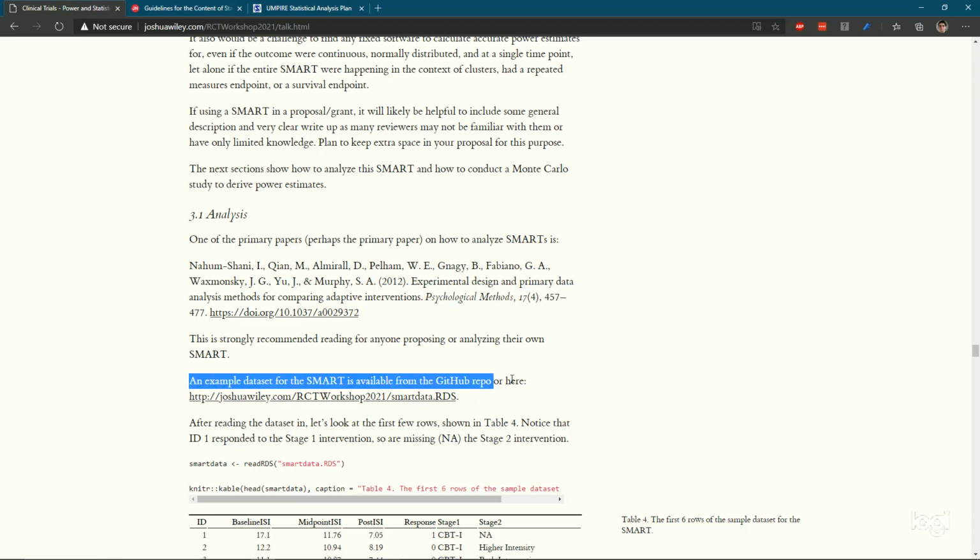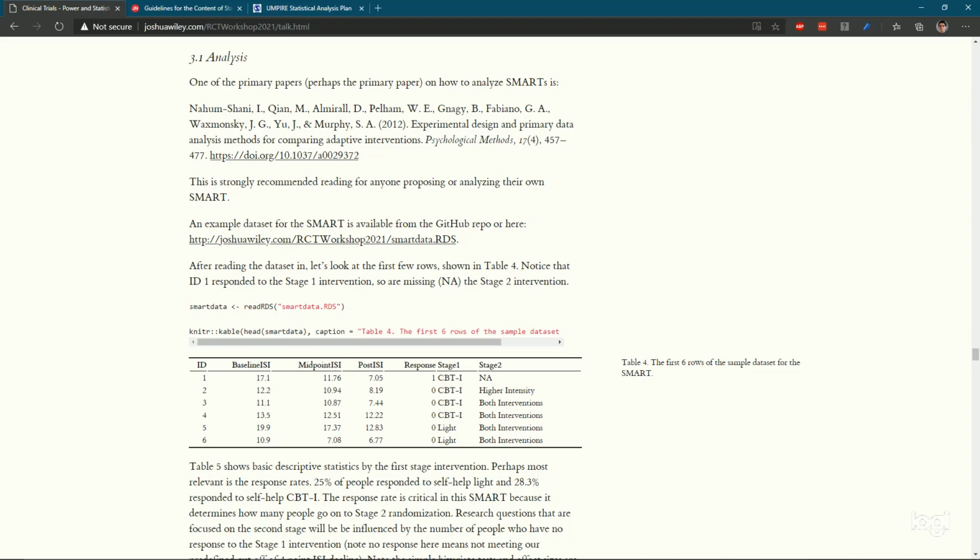An example data set for this SMART trial is available from my GitHub repo, or you can download it right here. So we can read the data set in, and then look at the first few rows. Here I read that SMART data set in, and just look at the first 6 rows in Table 4. You've got ID, baseline ISI, and midpoint ISI, which we're using to determine whether they had a response or no response. Then post-intervention ISI, and whether they had a response or not, coded 0 or 1: 1 if they had a response, i.e. a 4-point decline from baseline to midpoint, or 0 if they didn't, meaning less than a 4-point decline or an increase.